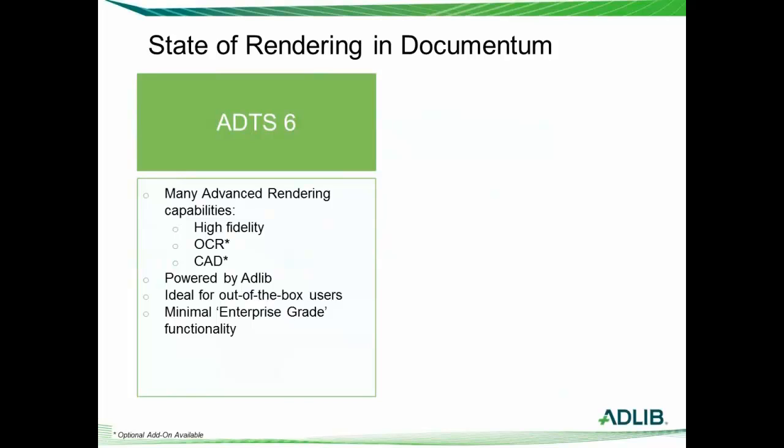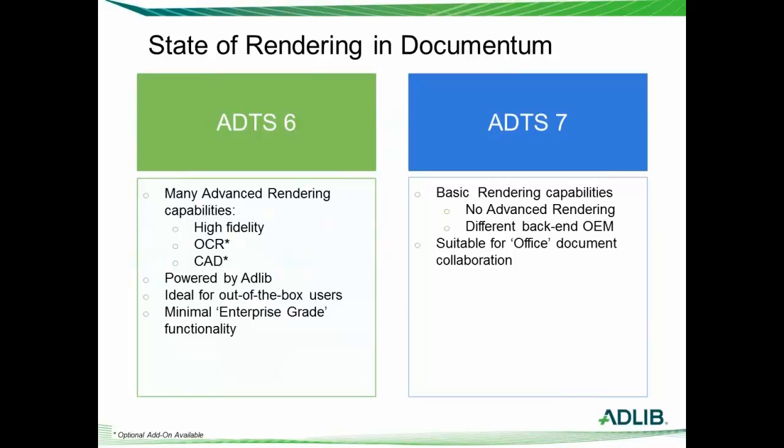So within Documentum 6, or ADTS 6, so to speak, you've got some of those advanced rendering capabilities, but it's really more for out-of-the-box users, and it doesn't really have that enterprise-grade functionality that I alluded to. And for those organizations who are maybe on Documentum 7, looking at ADTS or CTS 7, there's been a big shift. And so now what you have is actually basic rendering capability. So there's no advanced rendering by default in the new version of Documentum.